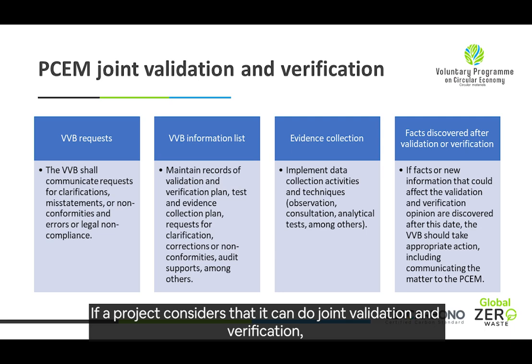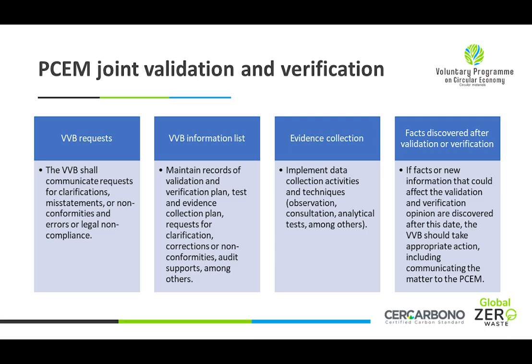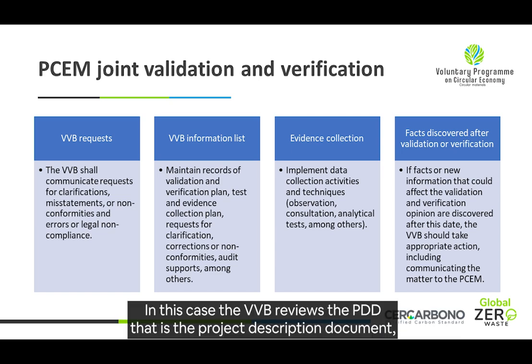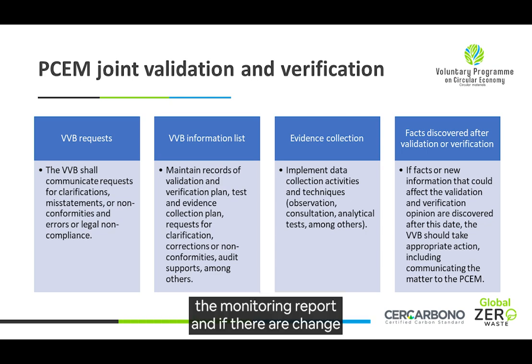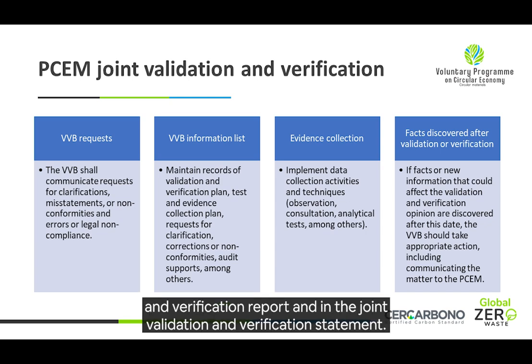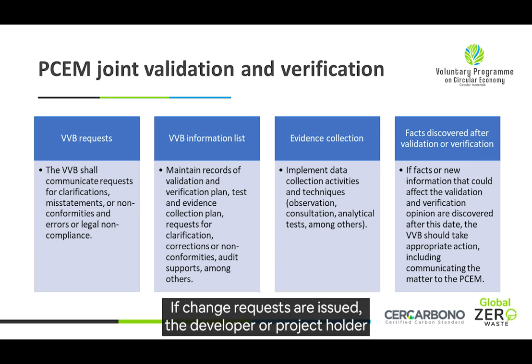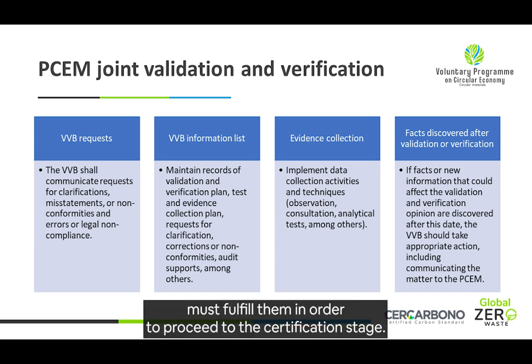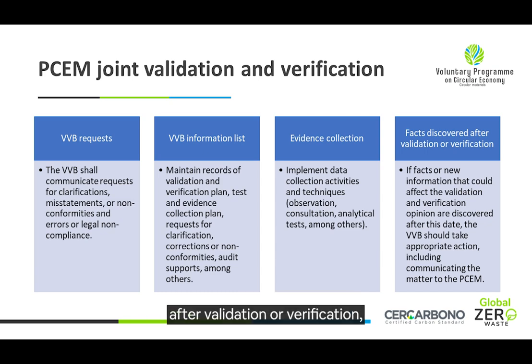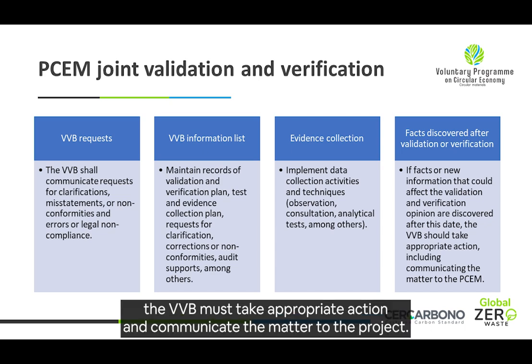If a project considers that it can do joint validation and verification, this is possible within the voluntary program on circular economy. In this case, the VVB reviews the PDD, that is, the project description document, and the monitoring report, and if there are change requests, it will make them in the platform. Then it will record the information in the joint validation and verification report and in the joint validation and verification statement. If change requests are issued, the developer or project holder must fulfill them in order to proceed to the certification stage. It is also important to note that if facts are discovered after validation or verification, the VVB must take appropriate action and communicate the matter to the project.